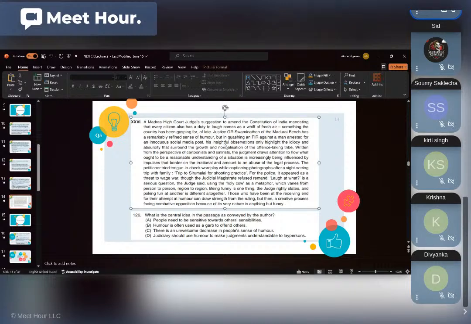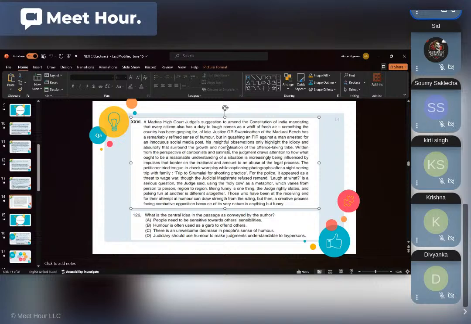So he says his insightful observations only highlight the idiocy and absurdity that surround the growth of the offense taking tribe, which means that he is agreeing that this offense taking tribe, that takes offense at the drop of a hat at every humorous joke, they're idiots, right? So 126, option C resonates with the position of the author, that there's an unwelcome decrease in people's sense of humor because people are taking offense at everything, right?